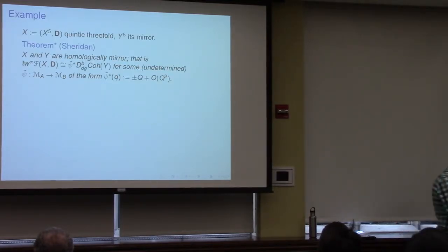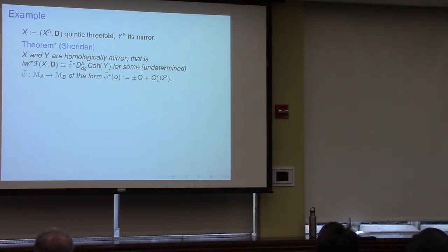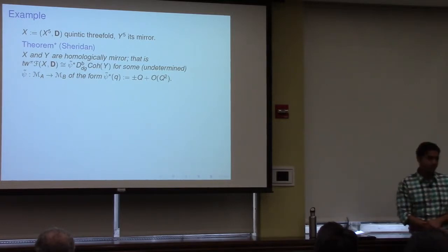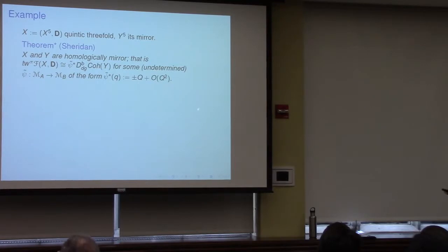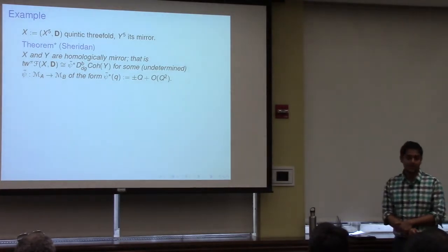So let's go back to our running example of the quintic threefold and its mirror family. It's a theorem of Sheridan's that, in this case, X and Y, as given above, are homologically mirror. That is to say, for some undetermined mirror map, so some quasi-equivalence of formal punctured disks, we don't know what it is to order 2 and higher. We know to order 1, it's plus or minus the identity map. So for some undetermined map like this, the pullback of the derived category of coherent sheaves is quasi-equivalent to the split-closed derived Fukaya category.